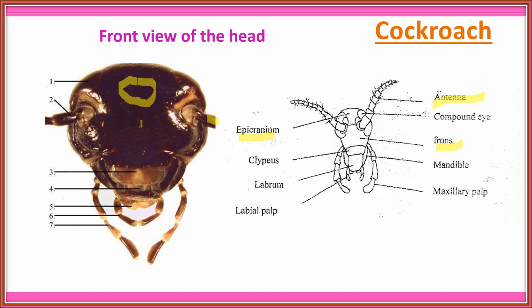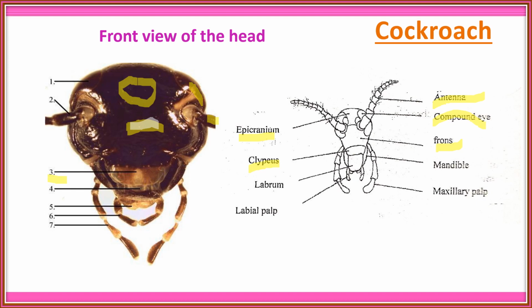Frons is this part here, the first part which covers. That is the frons, this part here. Then we can see the compound eyes. Compound eyes can be seen there on the sides here. Then we are able to see the clypeus, which is number 3 here.